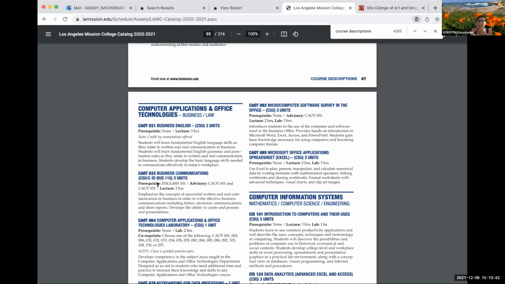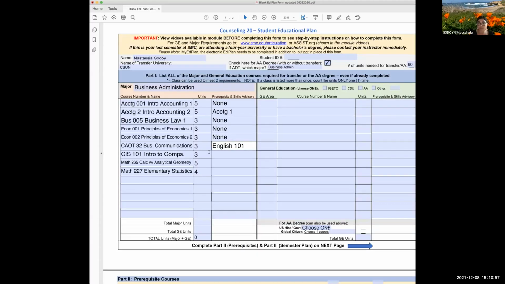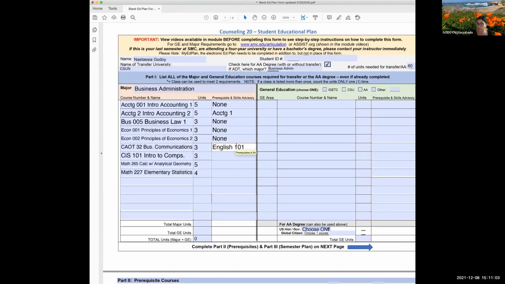The system will not let me enroll without completion of that prerequisite. So then I'm going to write that the prerequisite for CAOT 32 is English 101. So let me show you what my ed plan sheet is looking like so far. I'm listing whether or not they have a prerequisite and what the prerequisite is.